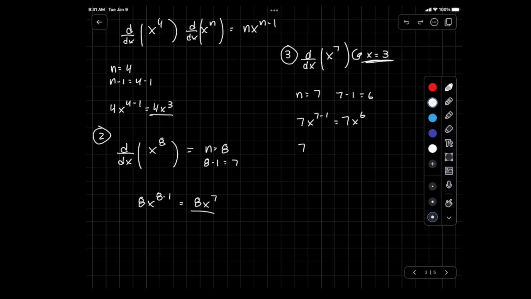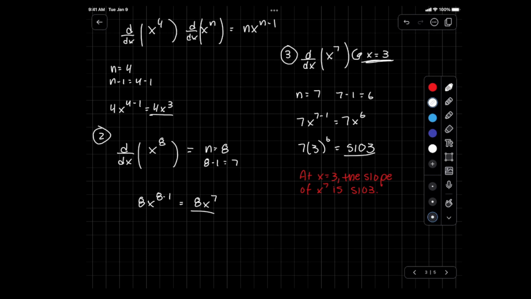7 times 3 to the 6th. Put this into the calculator. 5103. So at the point x equals 3, the slope of x to the 7th is 5103. Cool. So now we're obviously going to have more complicated equations.